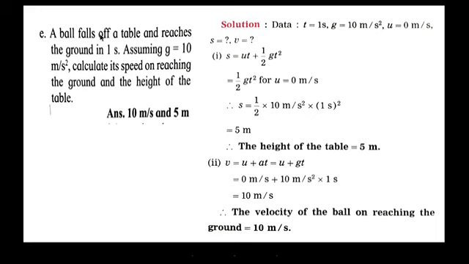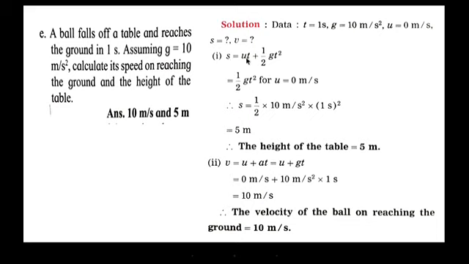Next, a ball falls off a table and reaches the ground in 1 second. Assuming g is equal to 10 meter per second square, calculate its speed on reaching the ground and the height of the table. So now here t is given 1 second, g is 10 meter per second square and u is equal to 0 meter per second.